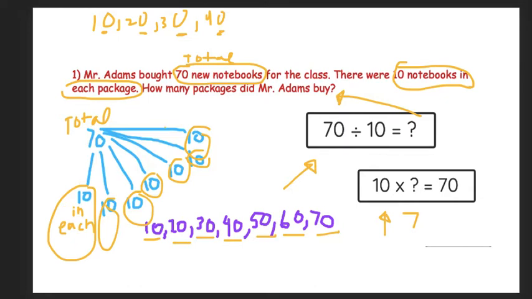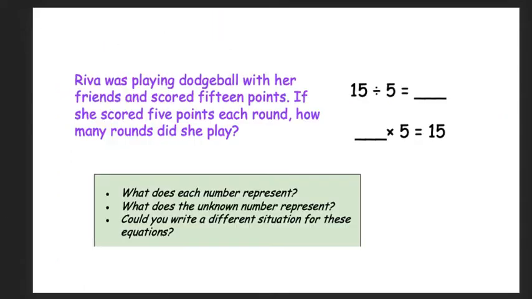So let me change the color. There's 1 package, 2 packages, 3 packages, 4, 5, 6, and 7. So your final answer should be 7 packages. 7 packages. And it's important that the picture matches that. And one of the last things that we're going to be doing is also bringing it home.